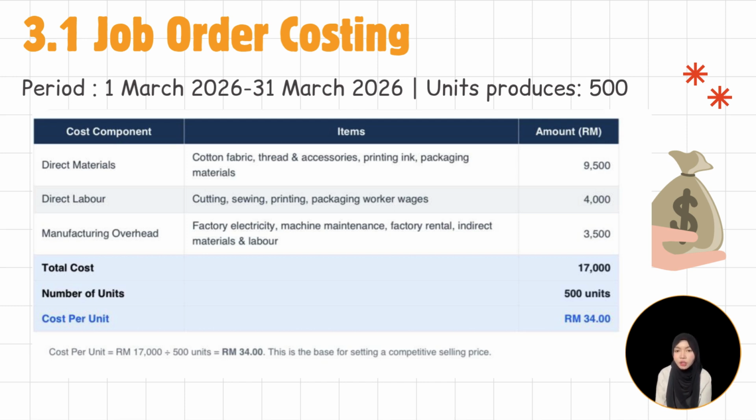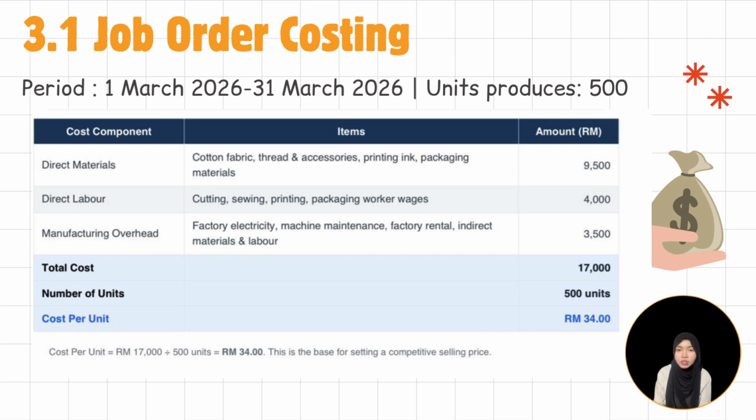Looking at our job cost sheet for March 2026, we can see that the direct material cost is RM9,500. This covers fabric, thread, ink and packaging. Direct labor costs RM4,000, which reflects the wages paid to cutting, sewing, printing and packaging workers. Manufacturing overhead is another RM3,500 for expenses like electricity and machine maintenance.